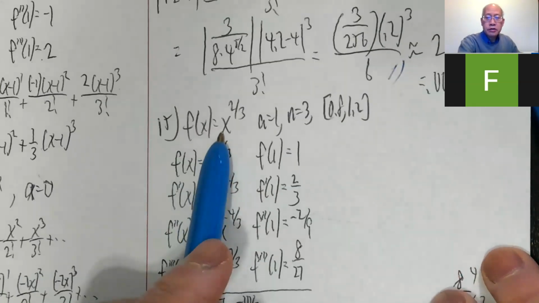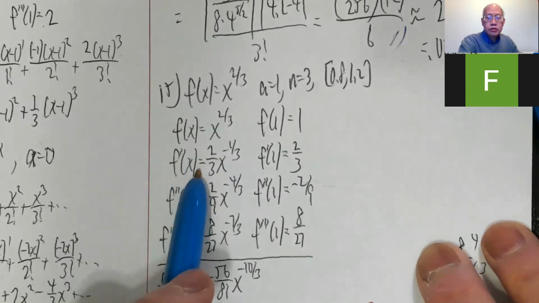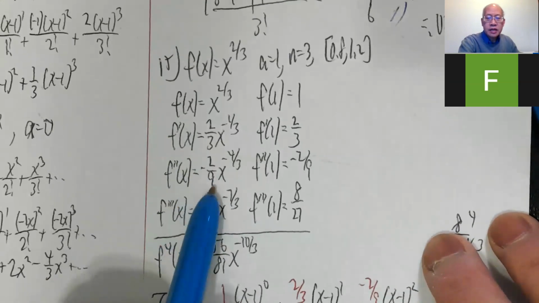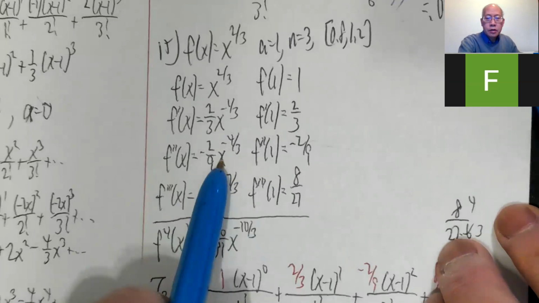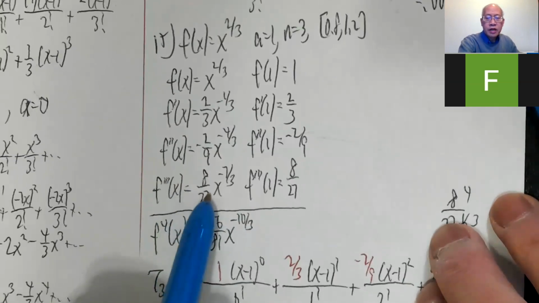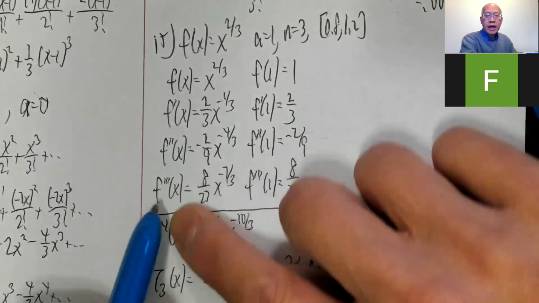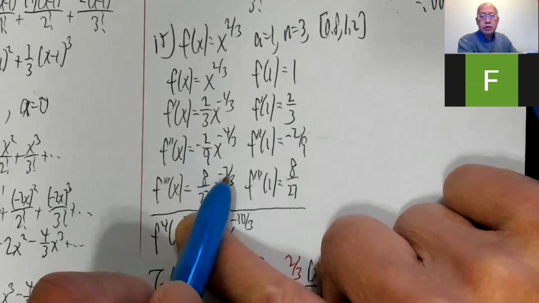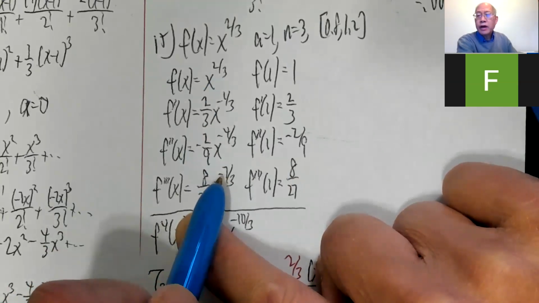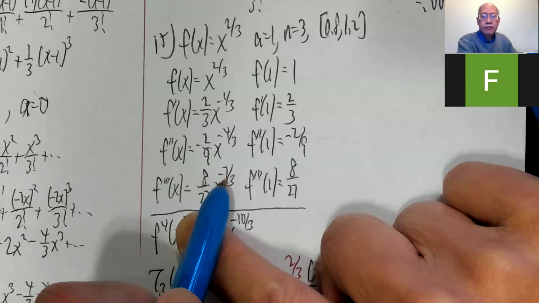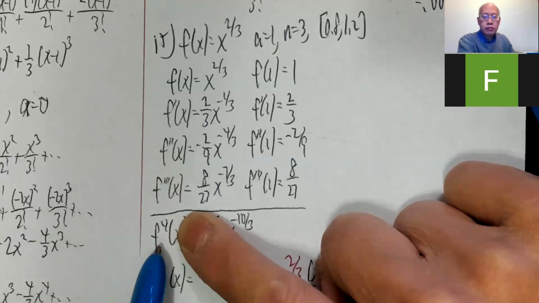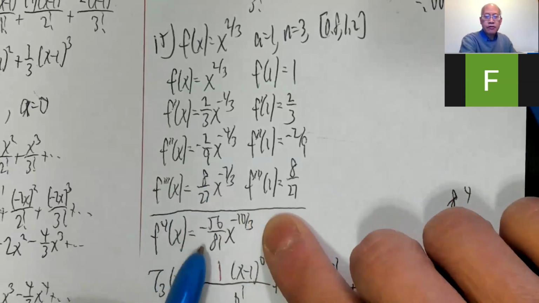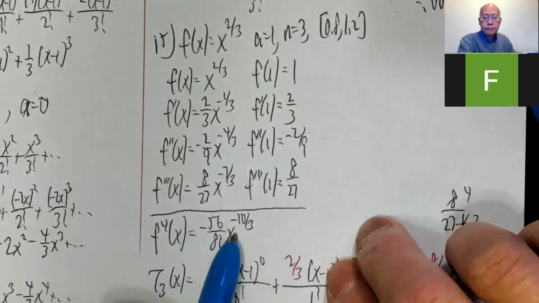Okay, so the function is x to the 2/3. f prime is 2/3 x to the negative 1/3. f double prime is negative 2/9 x to the negative 4/3. f triple prime is 8 over 27 x to the negative 7/3. Okay, and this is all I need if I were just asking for T3, the third Taylor polynomial. However, now we're asking for the possible error involved. So for the possible error, I need the fourth derivative, exponent, and factorial. So the fourth derivative is negative 56 over 81 x to the negative 10/3.